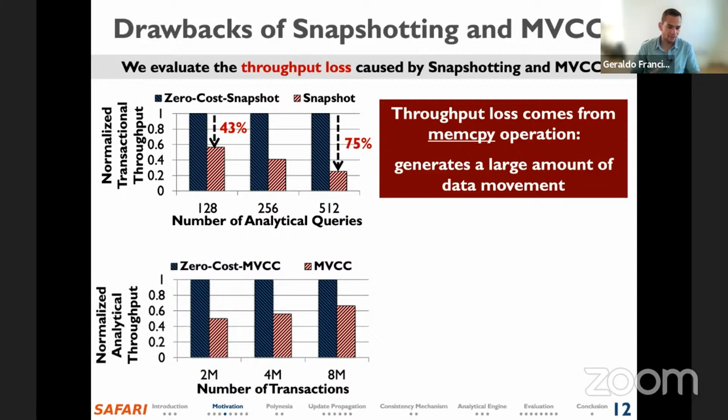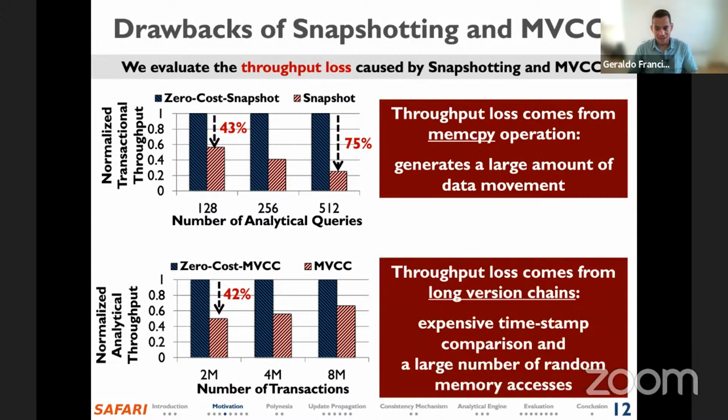Next, we evaluate the impact of MVCC on the analytical throughput for varying numbers of transactions. We normalize the analytical throughput to the system where executing MVCC has zero cost. We observe an analytical throughput loss of up to 42% when employing MVCC, and such throughput loss comes from the fact that MVCC requires traversing long version data chains when it needs to execute, which leads to expensive timestamp comparison operations and also a large number of random memory accesses, which can be extremely costly.